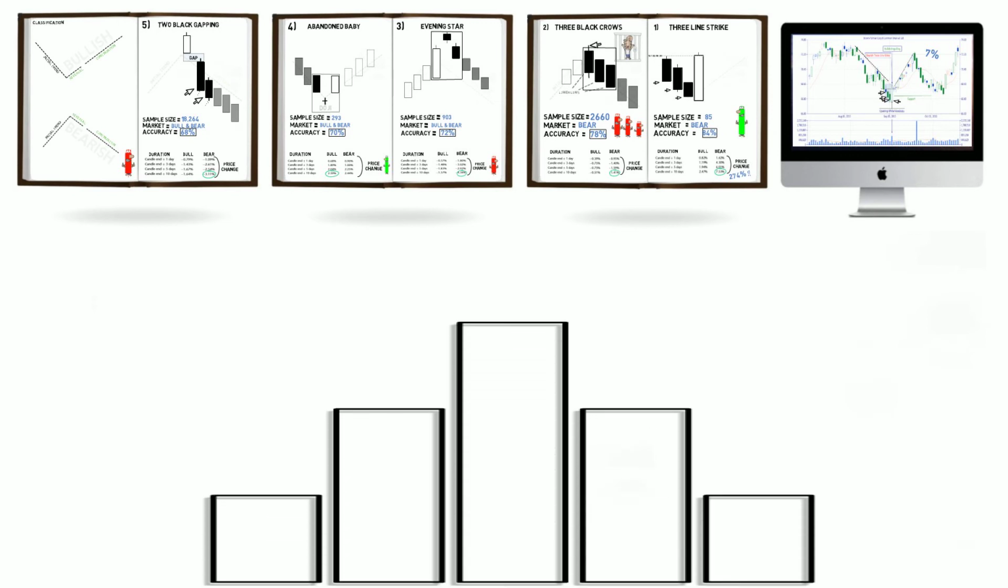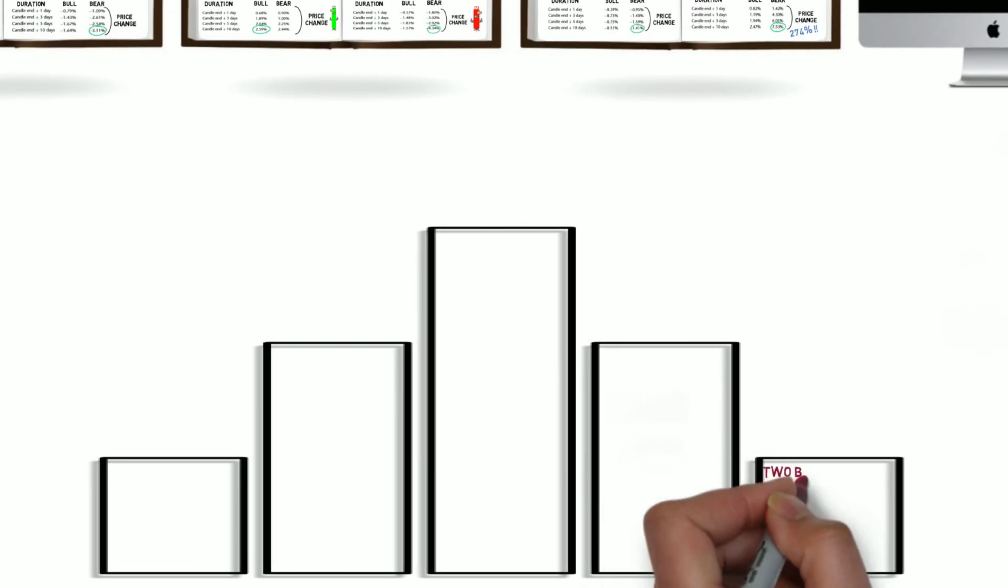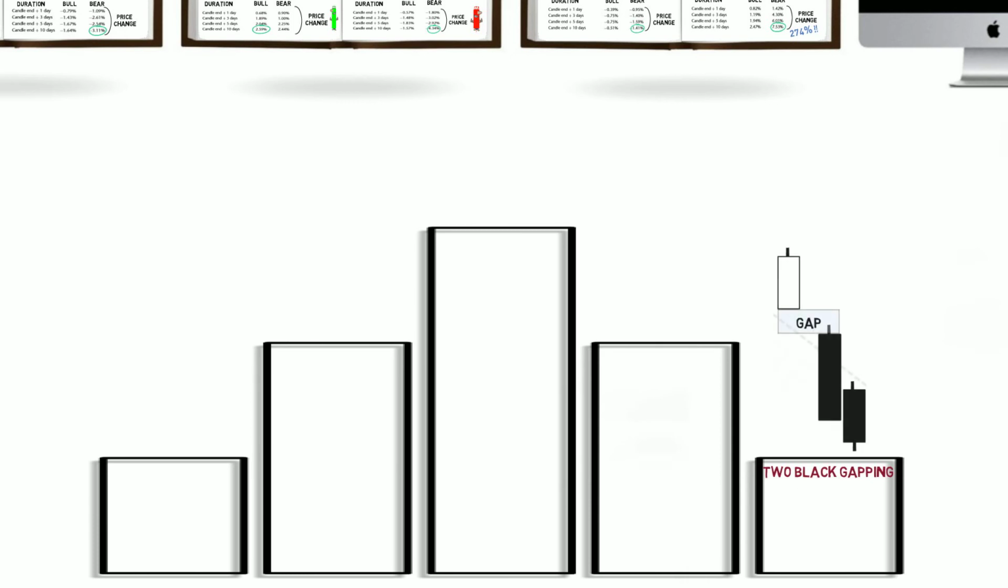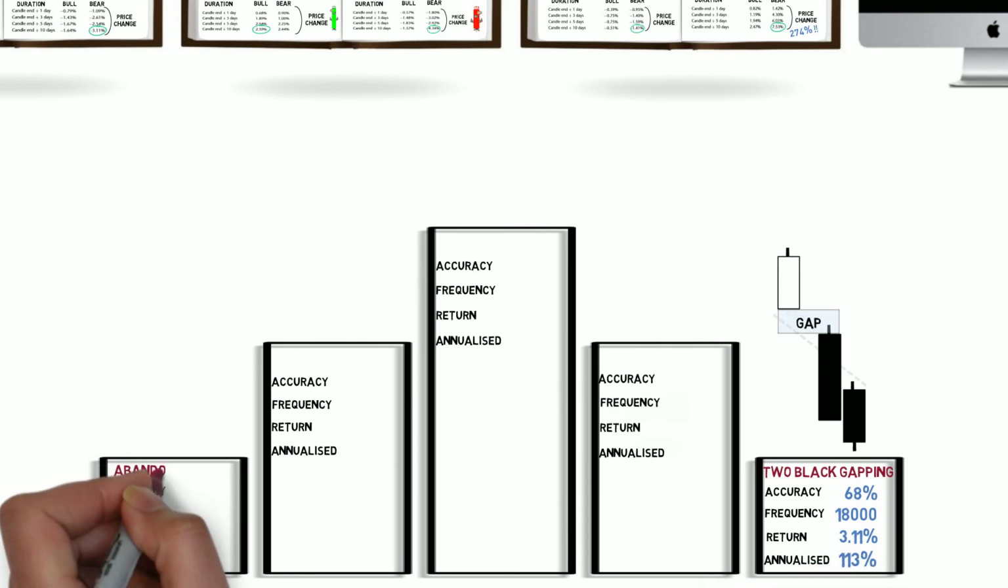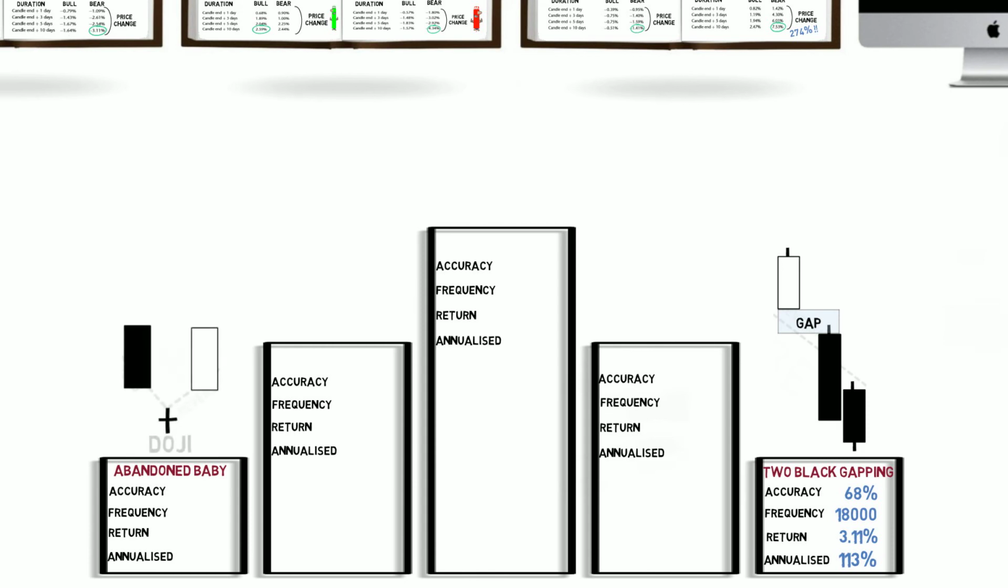So, to recap Bulkowski's most reliable candlestick patterns, in 5th place we have the 2 black gapping formation, providing 68% accuracy, more than 18,000 pattern frequency and a 3.11% return over 10 days, equating to 113% annualized. In 4th place, the abandoned baby formation, providing 70% accuracy, a frequency of 293 and a 2.59% return over 10 days, equating to 95% annualized.